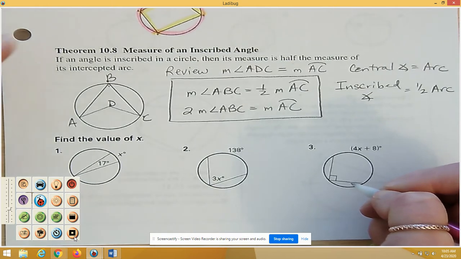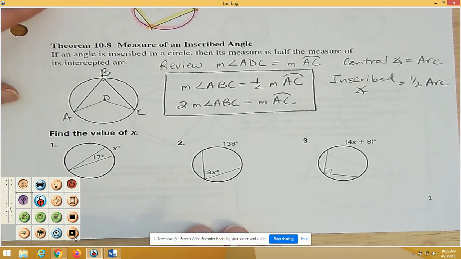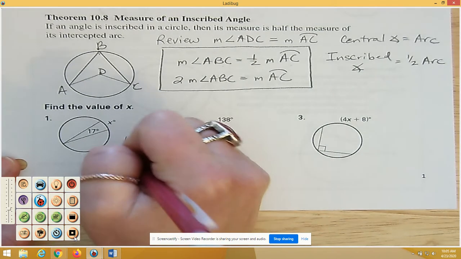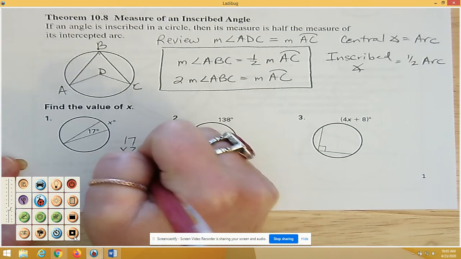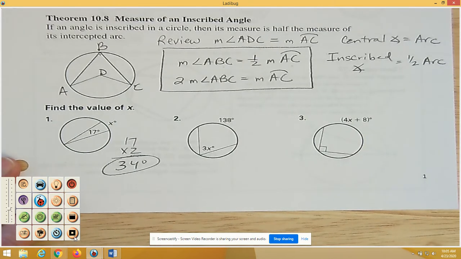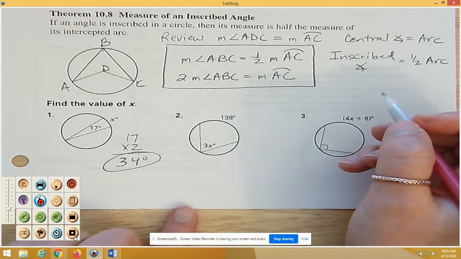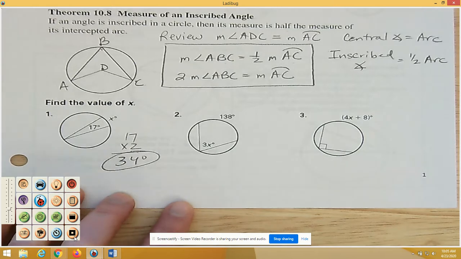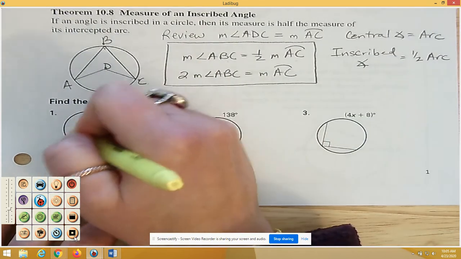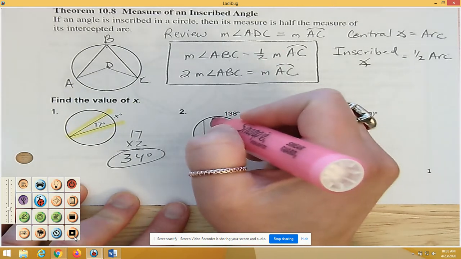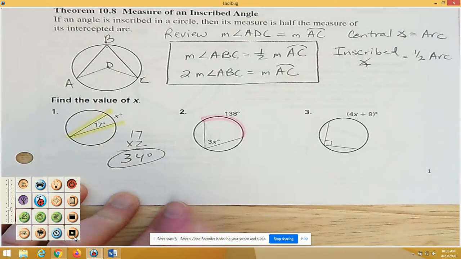Okay, so these examples are pretty quick to go through and do. So if you look at number 1 here, I have an inscribed angle that's 17 degrees. So I'm going to multiply that by 2, and the corresponding arc is 34 degrees. So in number 1, I was given the inscribed angle, and I doubled it. In number 2, I'm given the intercepted arc. So since I'm given the arc, I really want to divide it by 2.